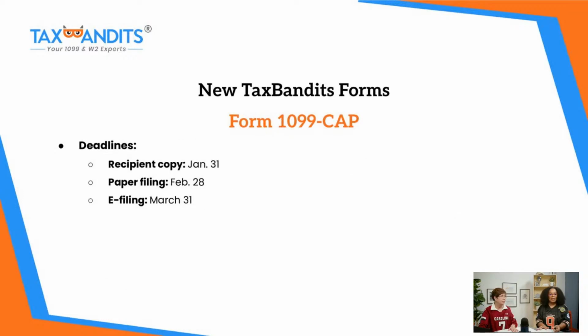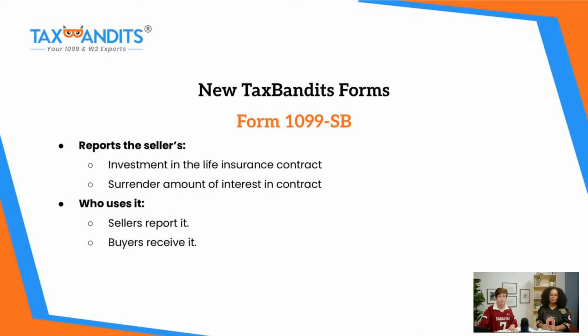Your deadline. All right. And so for the deadlines for the 1099-CAP, it's going to be January 31st for the recipient to have their copy. If you're paper filing, you want to mail that in by February 28th. And if you're e-filing, that e-filing deadline is going to be March 31st.